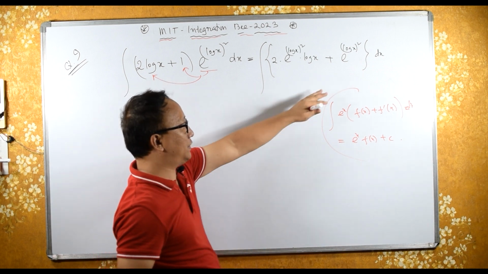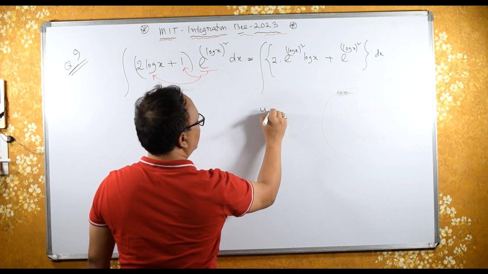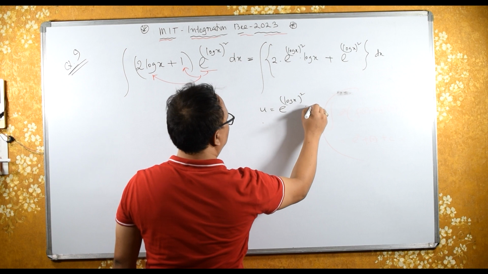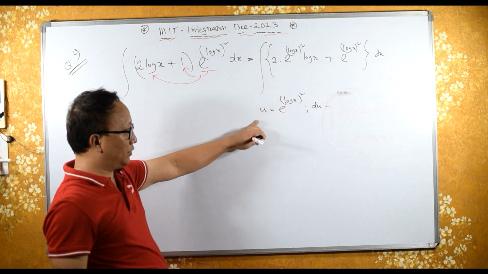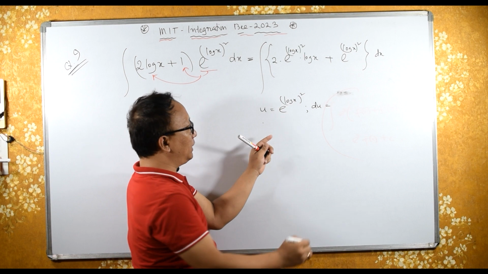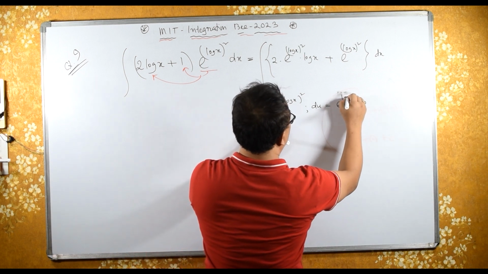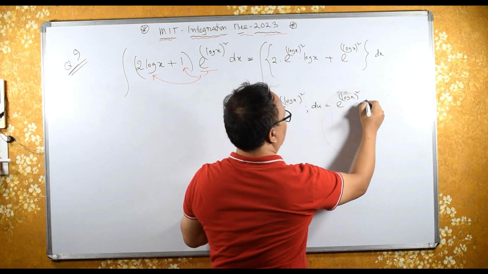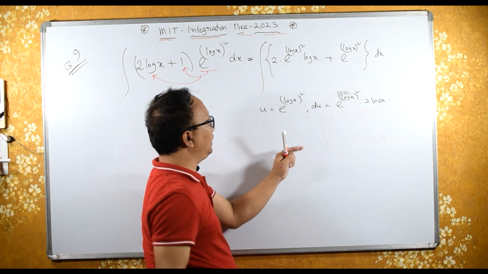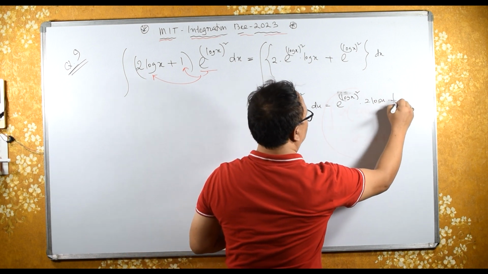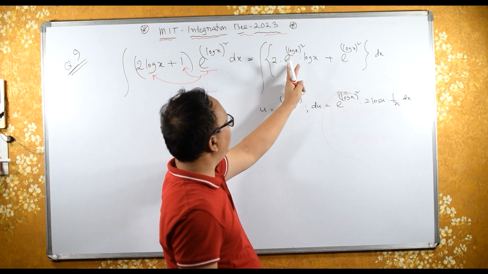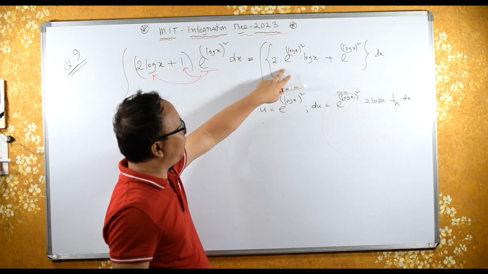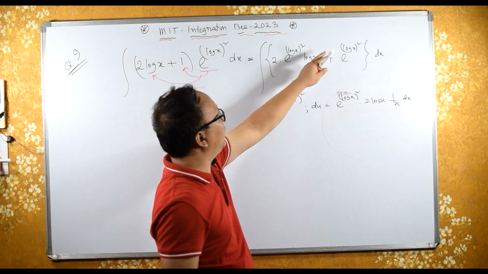Let's check this differentiation first. Let's say u equals e raised to (log x) whole square. Therefore du equals e raised to (log x) whole square into d by dx of this, which is 2 log x into d by dx of log x, which is 1 by x dx. Now we have log x, and the 2, but we are not getting 1 by x. Adjusting 1 by x here would be difficult.